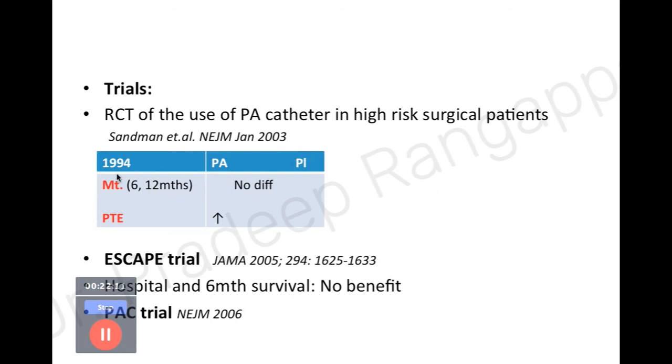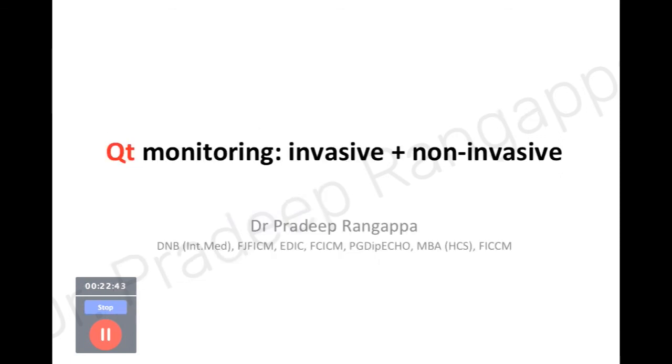As you see, they had 1,994 patients, and they looked at mortality at 6 and 12 months between the PA catheter group and the control group. There was no difference, and they found the risk of pulmonary thromboembolism was higher in the PA catheter group. This was one study. And the ESCAPE trial, which came in JAMA, showed no benefit in hospital and 6-month mortality. And then there was the PAC trial. So these are all the practice-changing trials, 2 in NEJM and JAMA, which did not show huge benefit with the use of PA catheter in influencing favorable clinical outcomes.